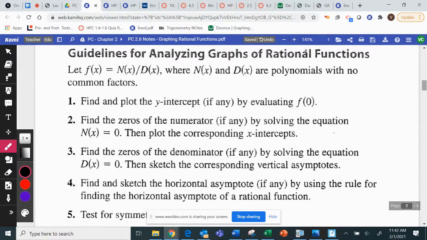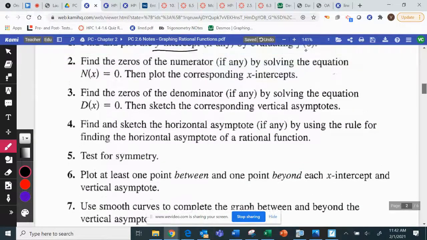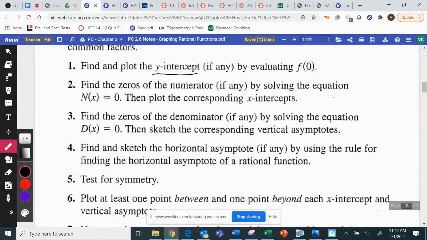Okay, so we are going to find and plot the y-intercept. We're going to do that together. And we always do that by plugging in 0 for x. That's nothing new. We're going to find zeros. Zeros would be by making the equation equal to 0 and solve for x. We're going to look for any zeros in just the denominator because that would be vertical asymptotes. We're going to find if there's any horizontal asymptotes or maybe a slant asymptote.